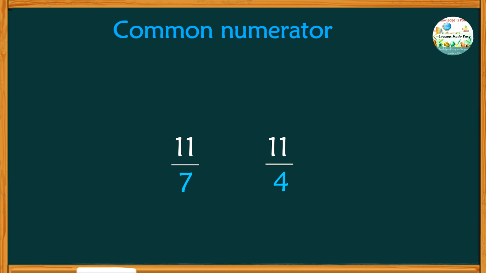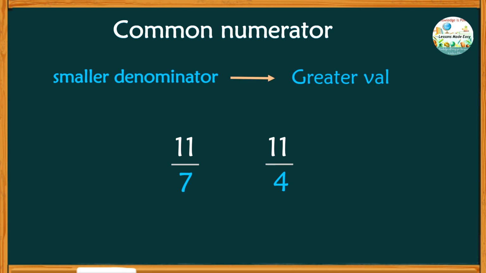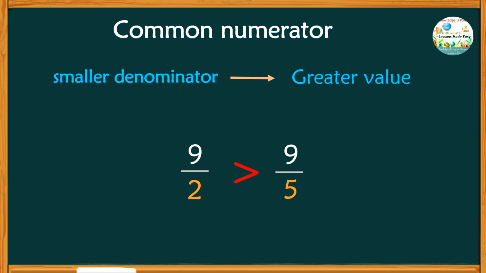How about when fractions have common numerator? Well, for this type of fractions, it's quite the opposite. When the numerators are the same, the fraction with a smaller denominator has the greater value. For example, fractions with a common numerator of 9 and the denominators are 2 and 5. 2 is less than 5 and therefore 9 over 2 is greater than 9 over 5.